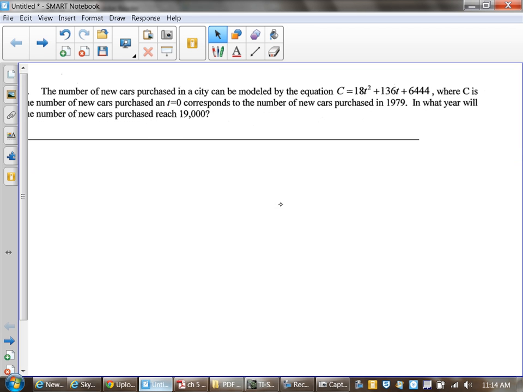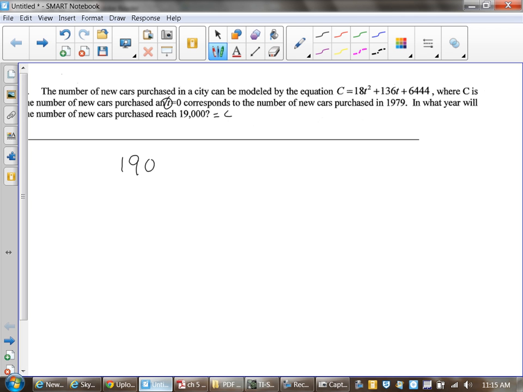It has the model of 18t squared, and so on and so forth, where C is the number of new cars purchased and t equals 0 is the number of cars purchased in 1979. What year will the number of new cars purchased reach 19,000? So what you're doing here is this is the new value of C, so you're going to solve for t.